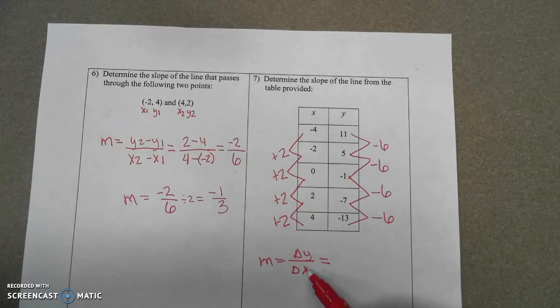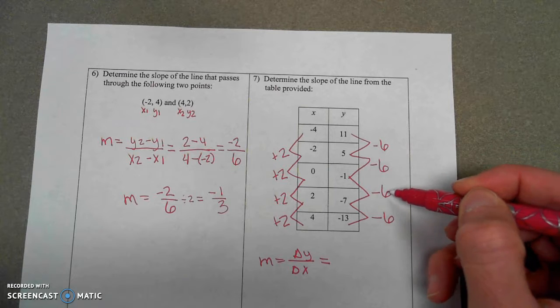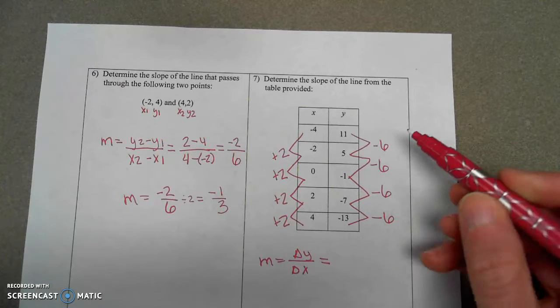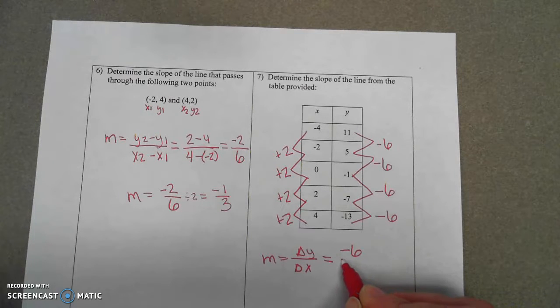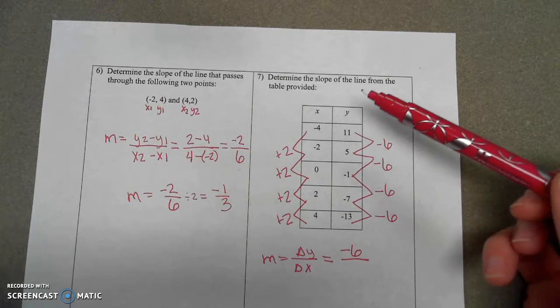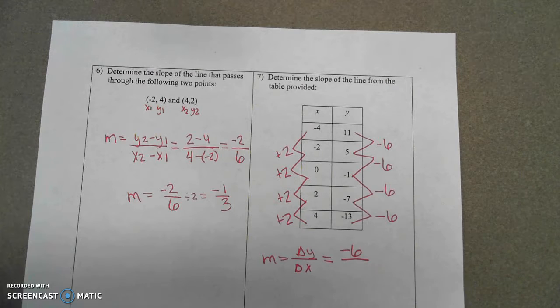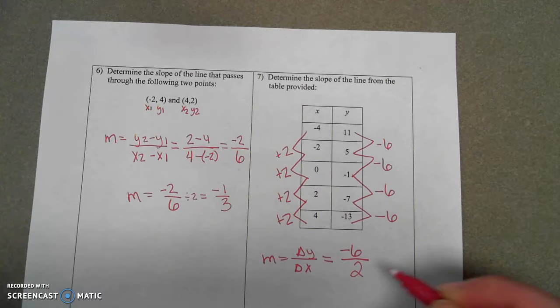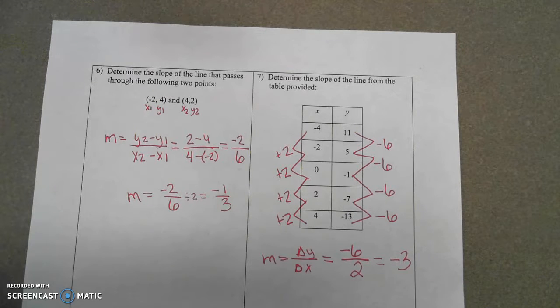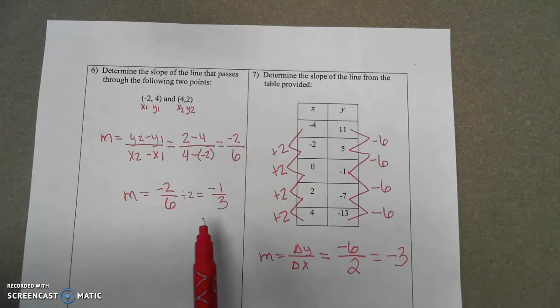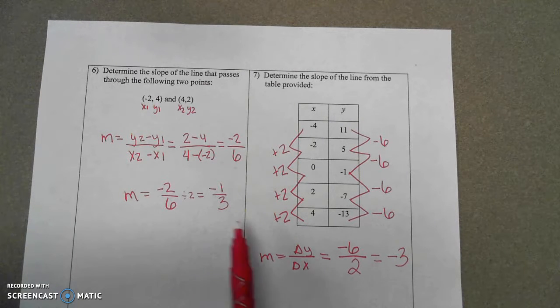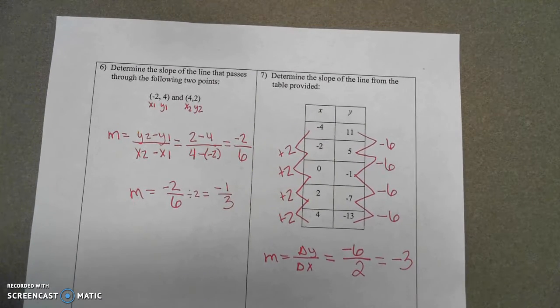So let's go ahead and plug in what was our change in our y. So hopefully on your INB, you got the same thing I did, and you got -6 was your change in your y values. And then, again, we can reduce this slope. -6 divided by 2 is going to give you a -3. Okay, so both of our slopes of these problems were negative slopes.